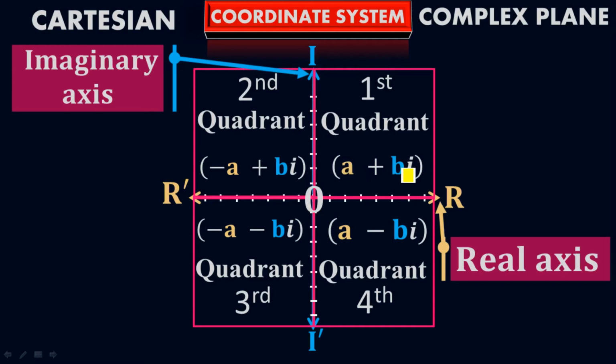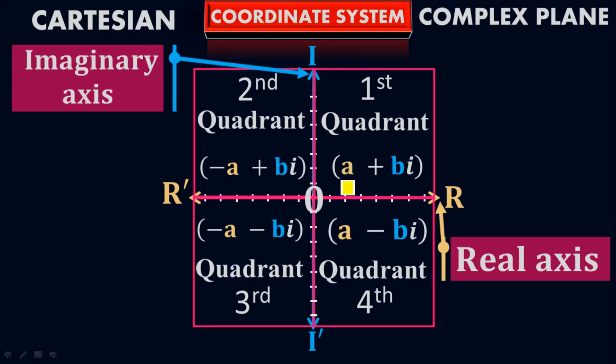Positive a, positive b. Similarly, this negative a is like negative x in the xy plane. It is like negative x, positive y. Similarly here, we have negative a, negative b iota. It is exactly like negative x, negative y in the xy plane. In the fourth quadrant, we have positive a, negative b. It is like positive x, negative y in the xy plane. So in the xy plane, we had xy. In the complex plane we have ab, but make sure b has iota.